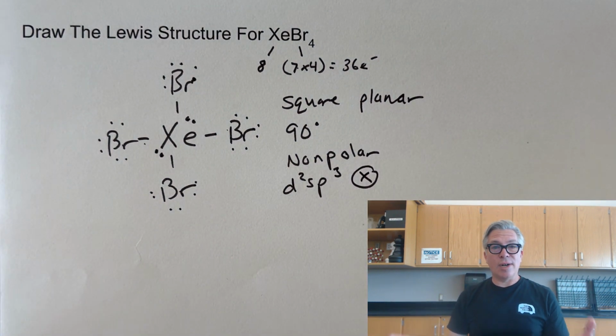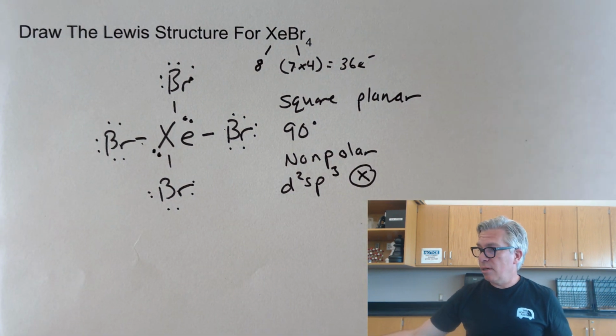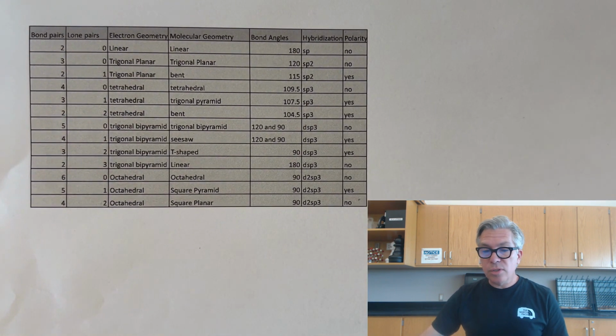So if you got that, congratulations. You have mastered some Lewis structures and molecular geometries, and that concludes Unit 2.